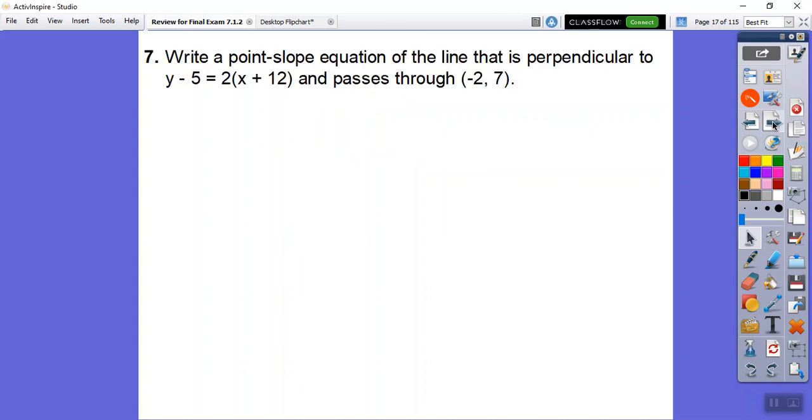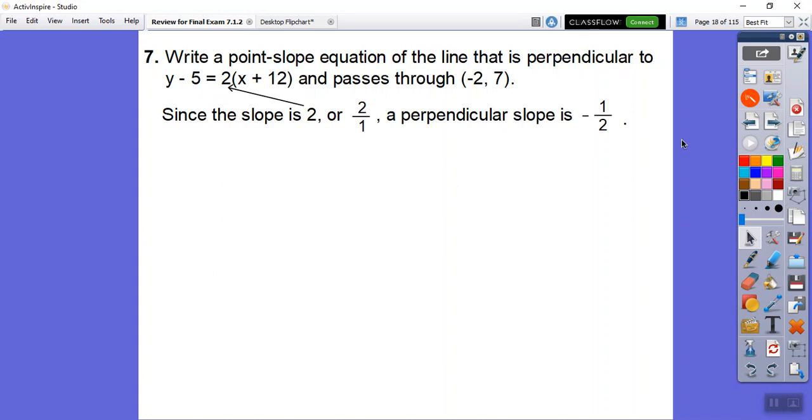Okay, so write a point slope form. This line is in point slope form: y minus y sub 1 equals m times x minus x sub 1. Perpendicular says we only want the slope in this line. The slope of this line is 2, or 2 over 1. So the perpendicular slope is to flip it and change the sign. Since this one's positive, this one's going to be negative. Notice how they're reciprocals of each other, or inverses of each other.